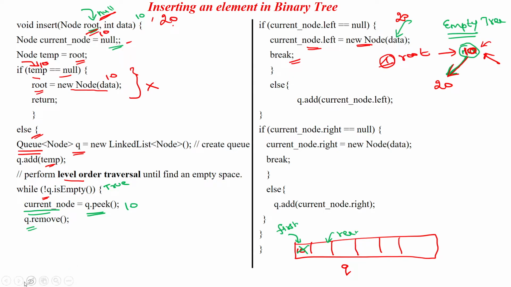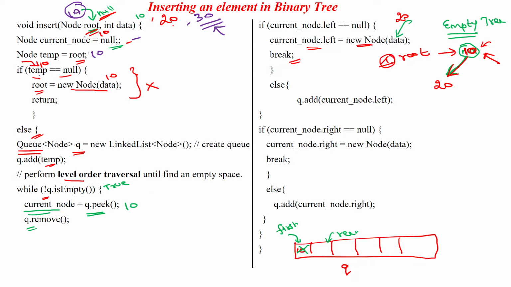Then now newly I am going to insert 30. So again I am calling the method void insert of node root comma data. The root value is again 10, and the data value is 30. Here current_node is now null. Then root is assigned to temporary. What is the root value? 10. So 10 is assigned to the temporary.